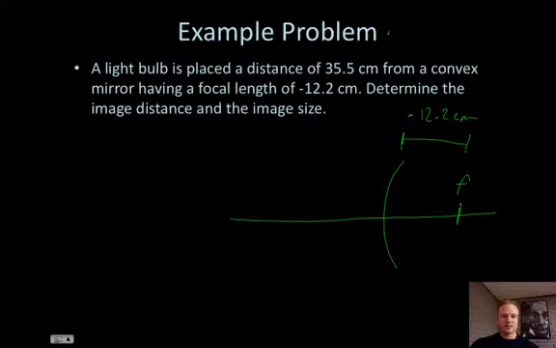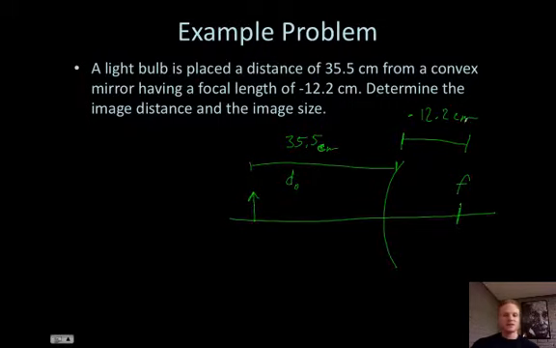So then let's see here. A light bulb is placed a distance of 35.5 centimeters, and so I'm going to just make my light bulb be an arrow. This guy is from here to there, 35.5 centimeters. And that is actually our d sub o. That's our object distance.